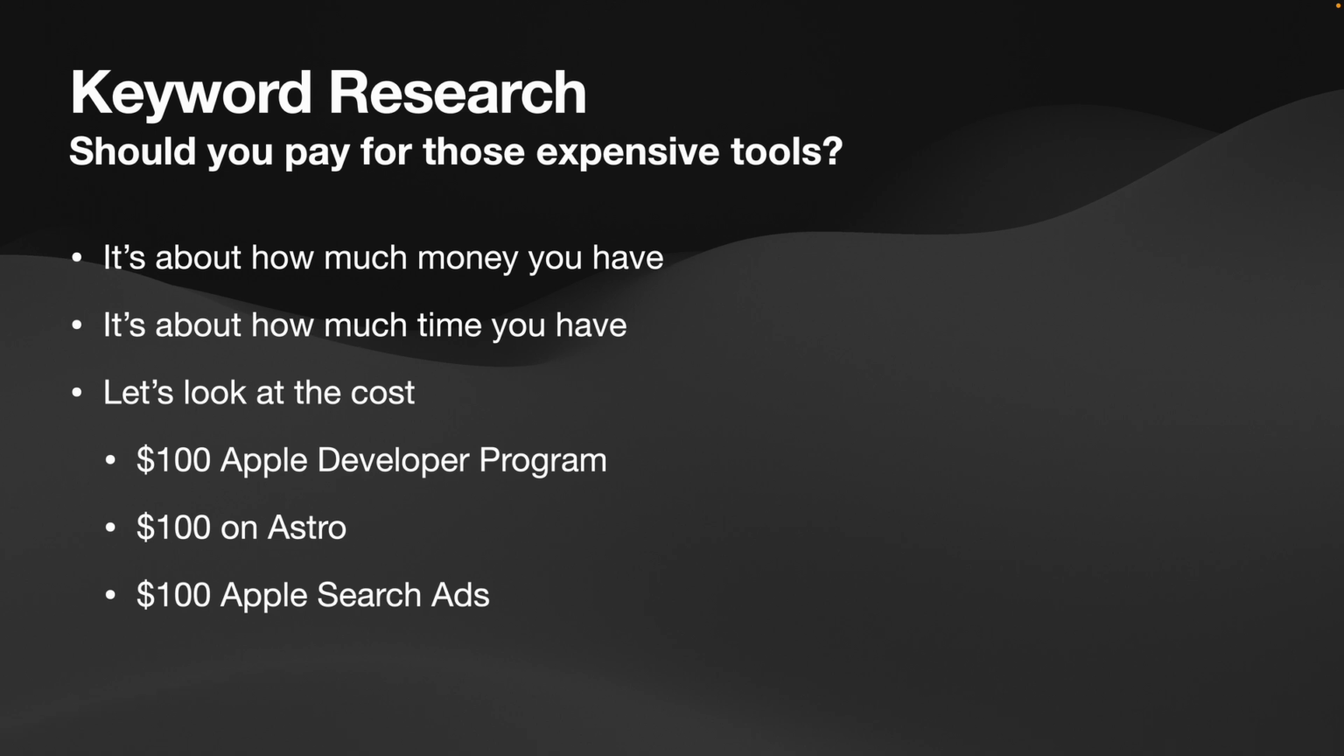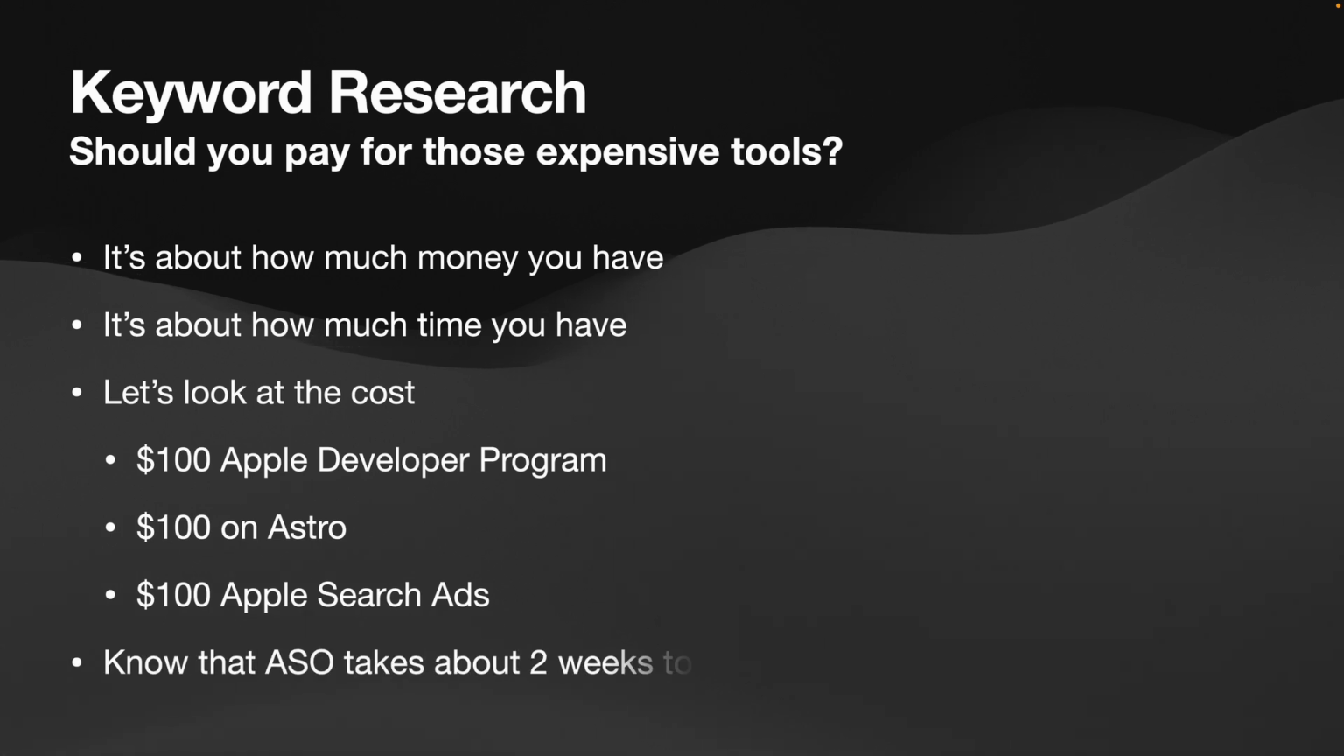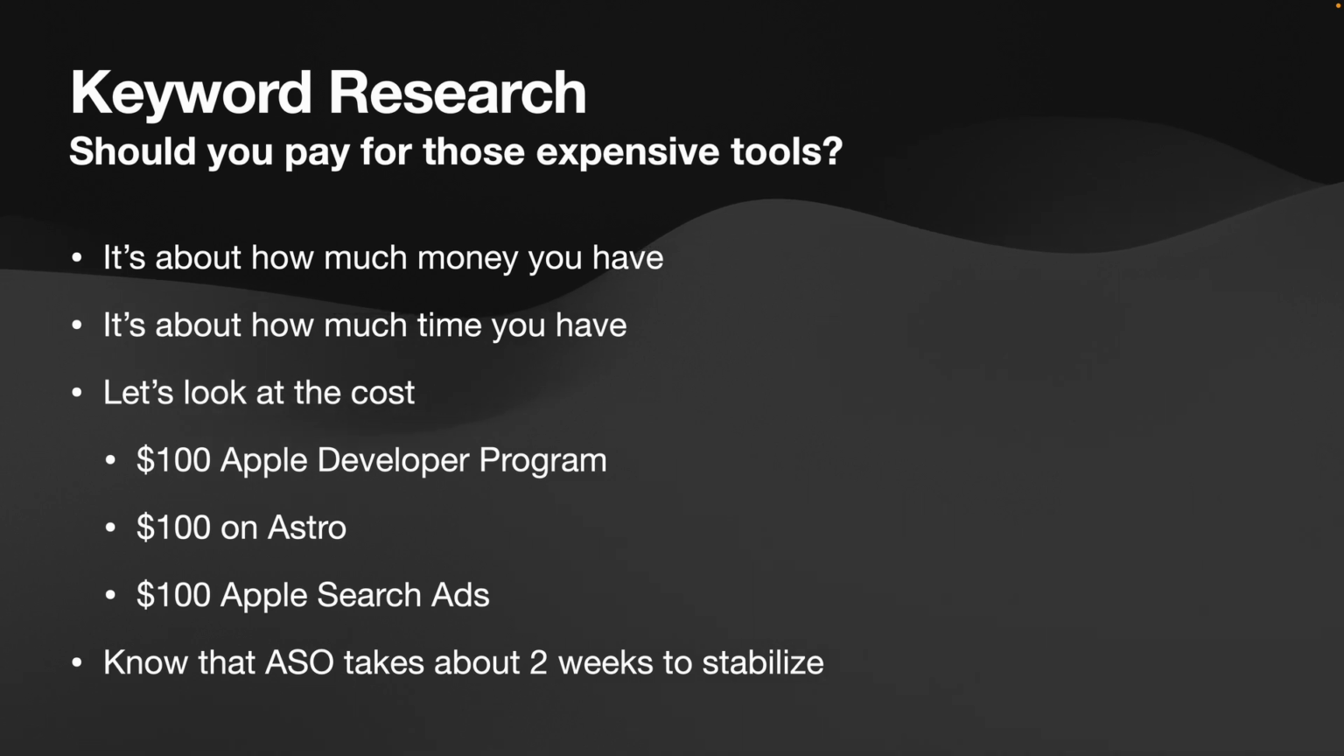But I do want to inform you that for ASO, it takes about 2 weeks to stabilize and see the result. So you might be thinking that you're paying for a month of the ASO tool, but you'll probably be only using it twice a month. You use it once, you wait for 2 weeks to see the result, and use it again. It does help ease the pain if you have multiple apps that you're optimizing for.